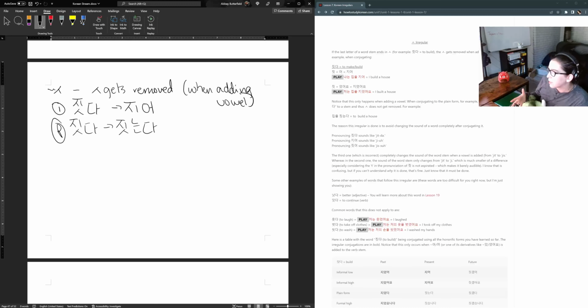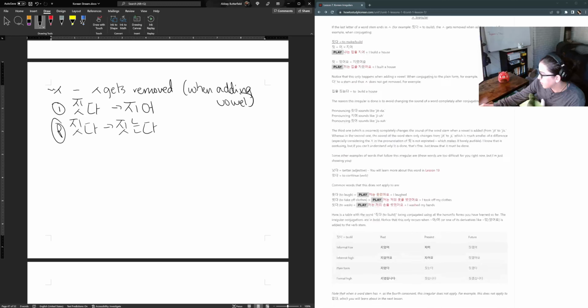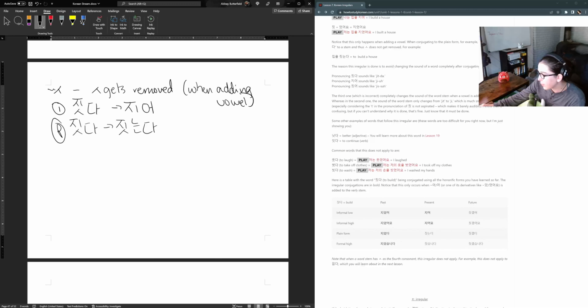The reason this irregular is done is to avoid changing the sound of a word completely after conjugating it. Because jis would turn into jiso, and you're making an S sound now. That's why it's taken out. That's why it's snatched. That's why they do it, which makes a lot of sense.